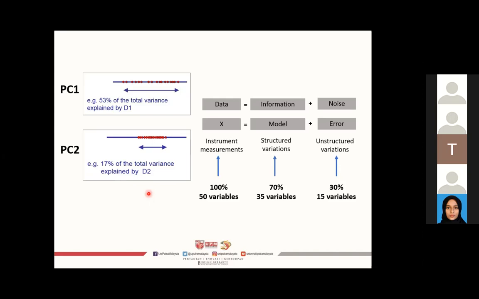In this example, the first 2 PCs explain 70% of the original data by combining PC1 and PC2: 53% plus 17% gives 70%. The remaining 30% does not contribute to the projection.